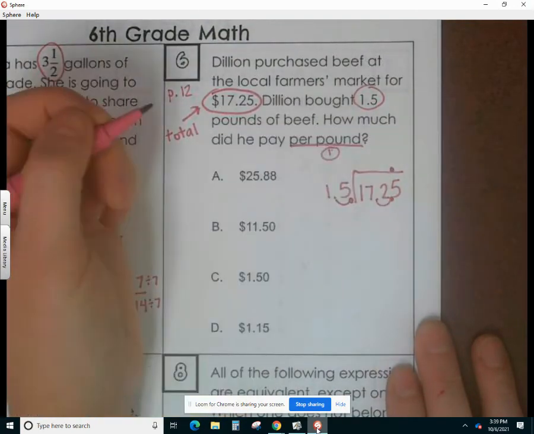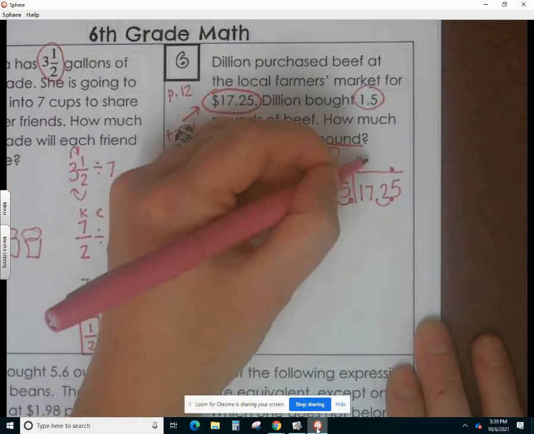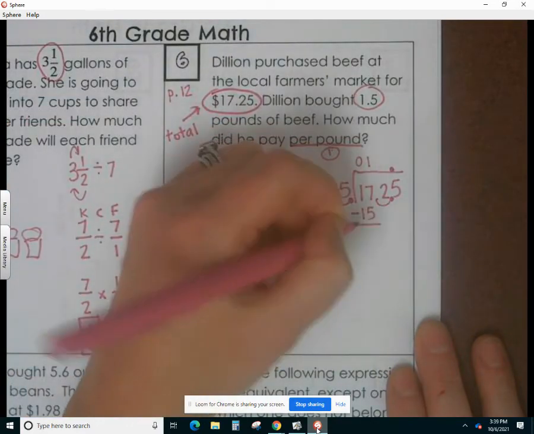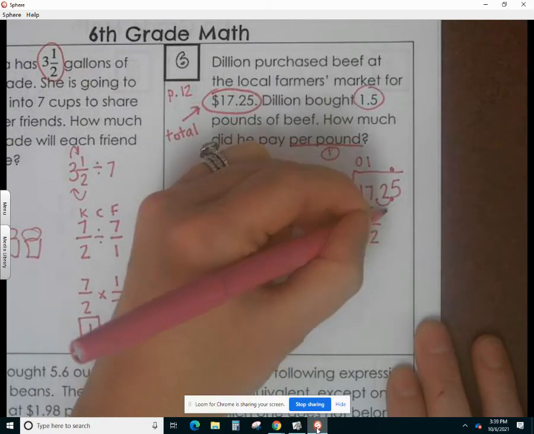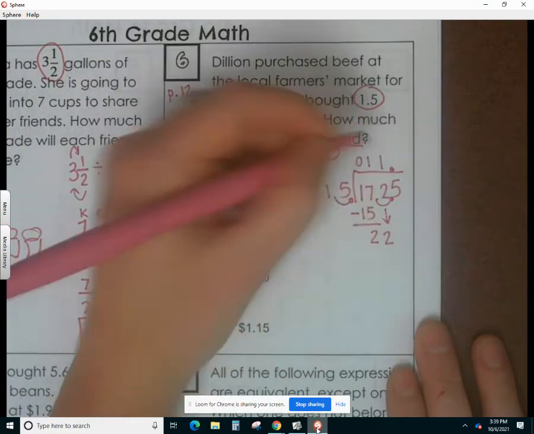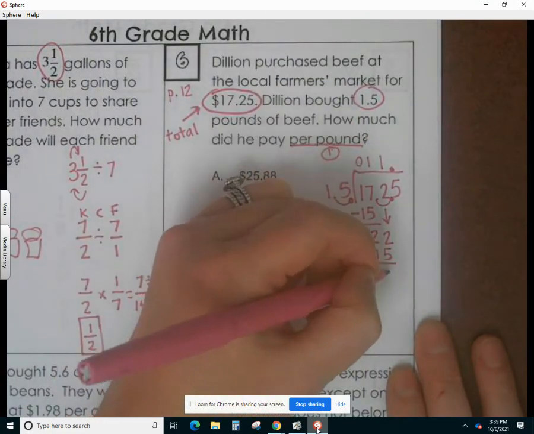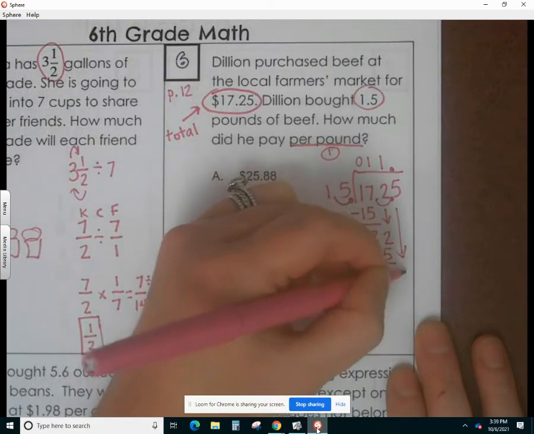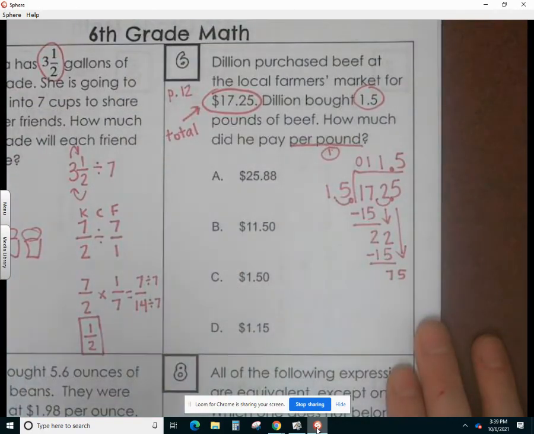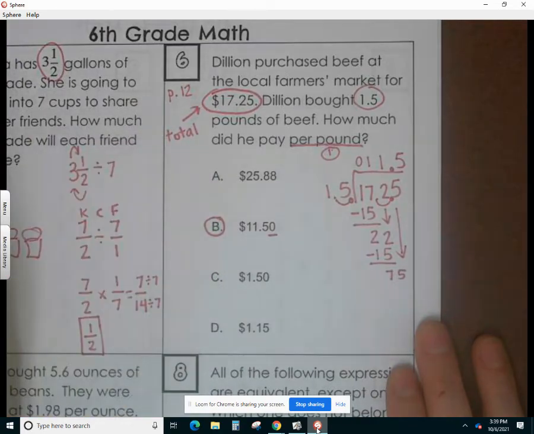slide, raise the roof. 15 goes into 1 0 times. 15 goes into 17 1 time. And 15 times 1 is 15. 17 minus 15 is 2. We bring down the next number. 15 goes into 22 1 time. That's 15. 22 minus 15 is 7. Bring down that next number. 15 goes into 75 5 times. That doesn't look like money, but remember we can add a 0 to the end of it to make it look like money, and so our answer would be B.